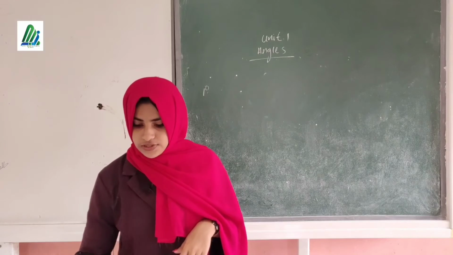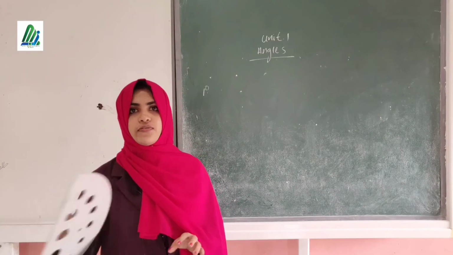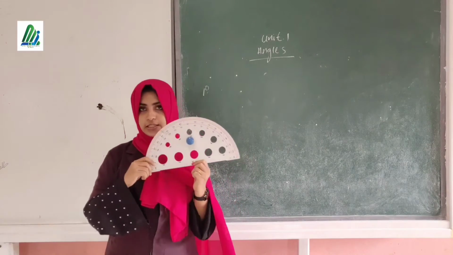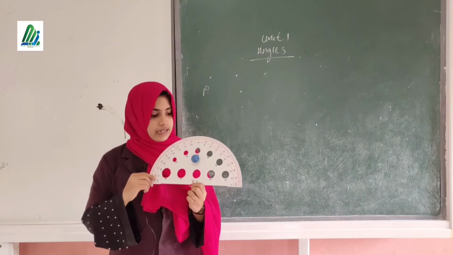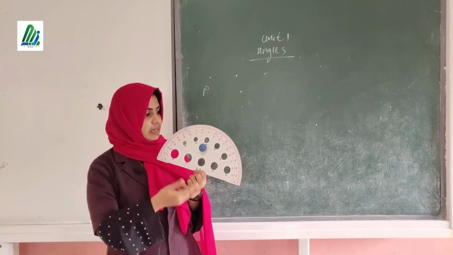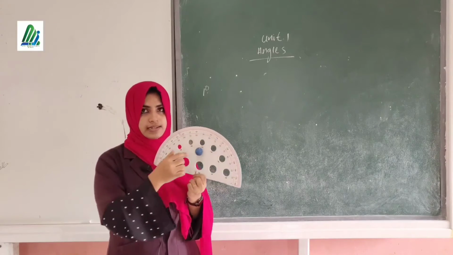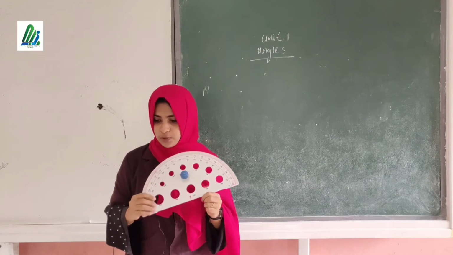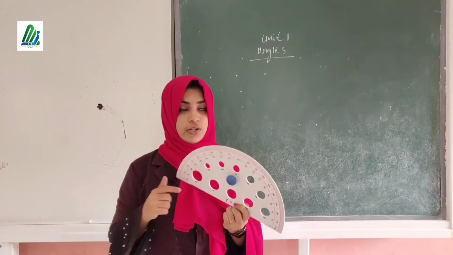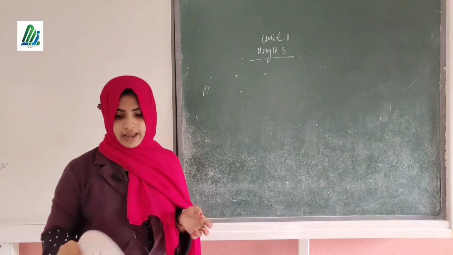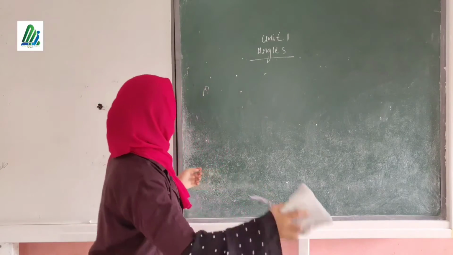So first of all, these are the basic ideas of a protractor. This protractor is used to measure and draw angles of different sizes. And in this protractor, there are so many numbers and so many lines. These are the basic ideas of a protractor. Using this protractor, we want to learn how to measure an angle.